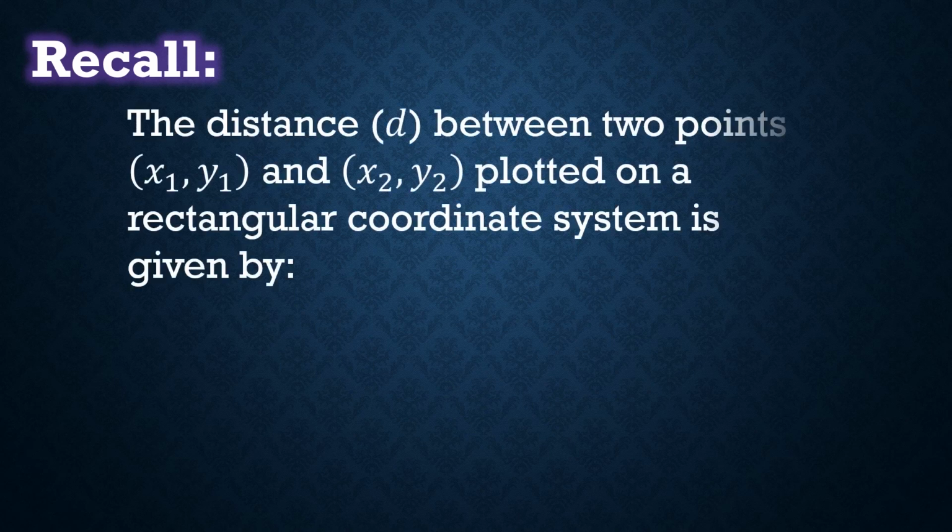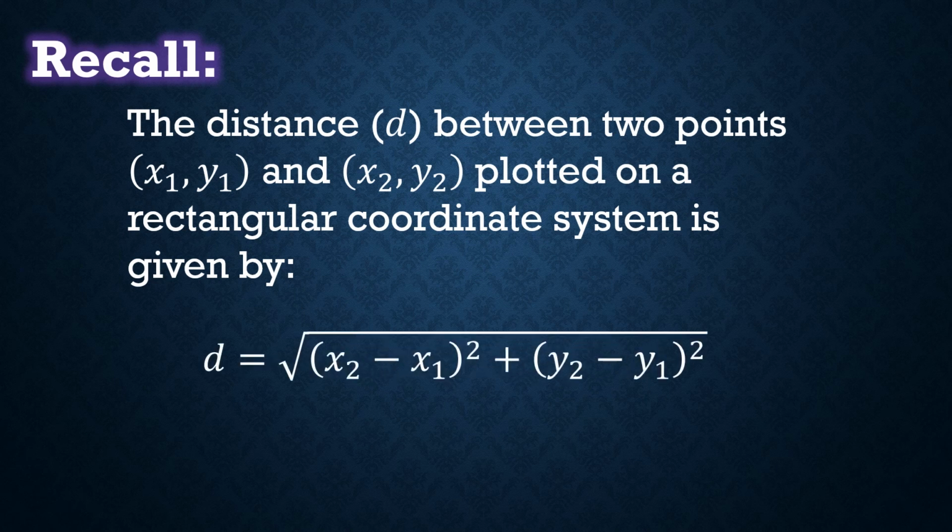Let us recall an important concept that will be used in the derivation of the equation of an ellipse. The distance between 2 points with coordinates (x1, y1) and (x2, y2) on a rectangular coordinate system is given by d is equal to the square root of (x2 minus x1) squared plus (y2 minus y1) squared.